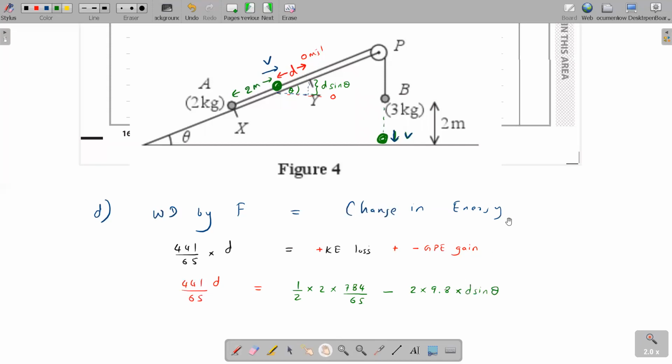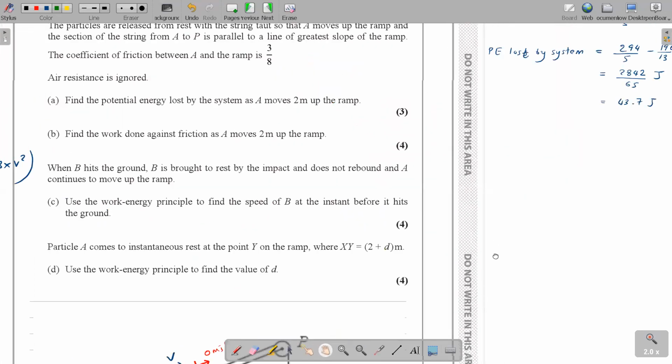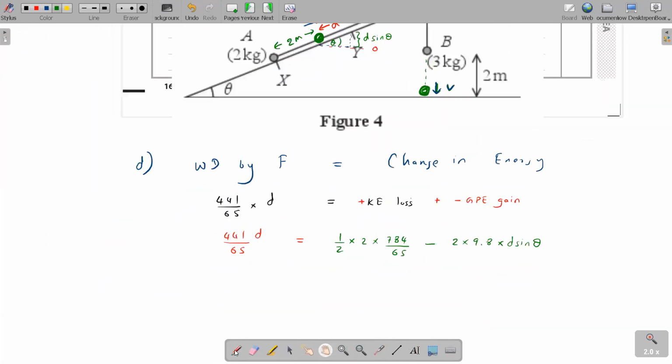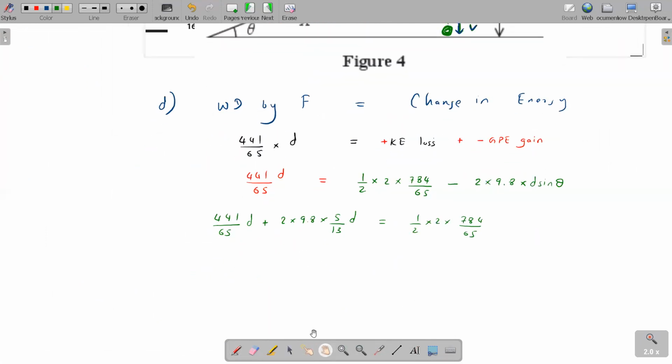Okay, we just have 2 more minutes. Sin theta was how much? Sin theta is 5 over 13. Let's quickly finish it. 441 over 65 d plus 2 into 9.8 into 5 over 13 d equals half into 2 into 784 over 65. How much is the answer? Can you guys quickly tell it to me?